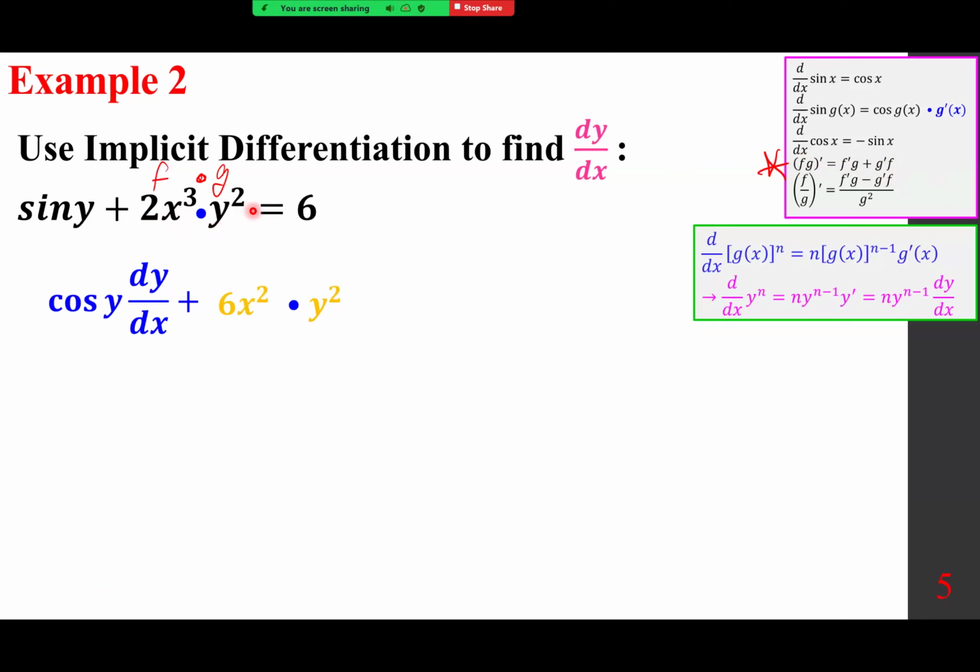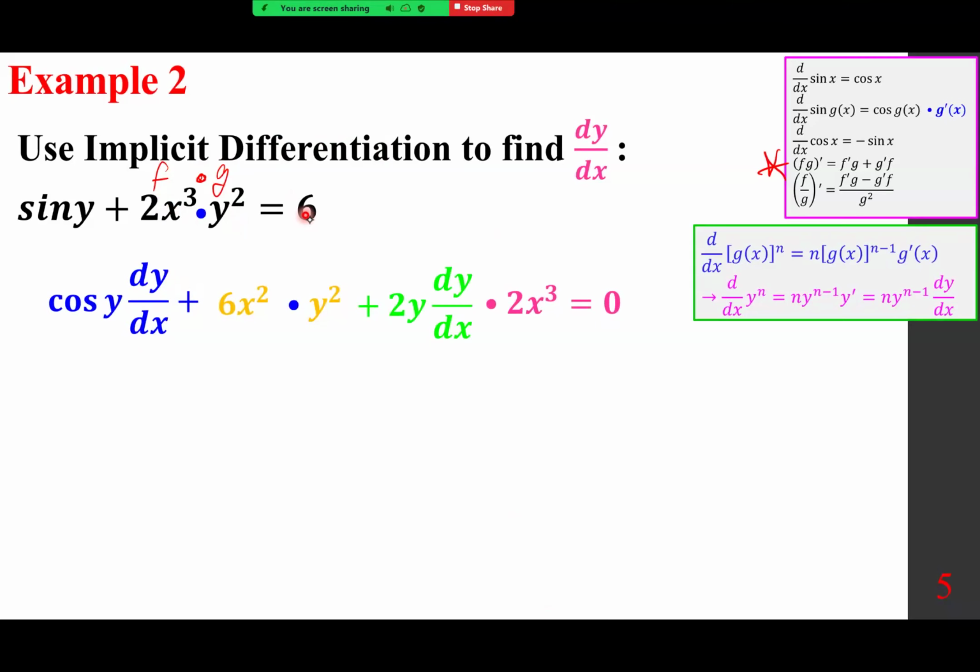Now y squared, the extended power rule: the derivative of g of x to the power of n is n times g of x to the power of n minus 1 times g prime of x, or y to the power of n is n y to the power of n minus 1 y prime, or dy dx. So in this case it will be 2y prime. Because we use dy dx here, we're going to use dy dx. And by the product rule times f, 2x cubed, any number results in 0.